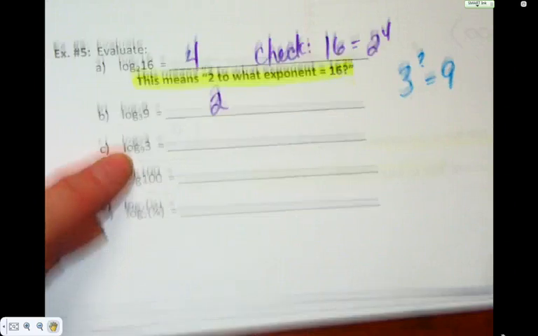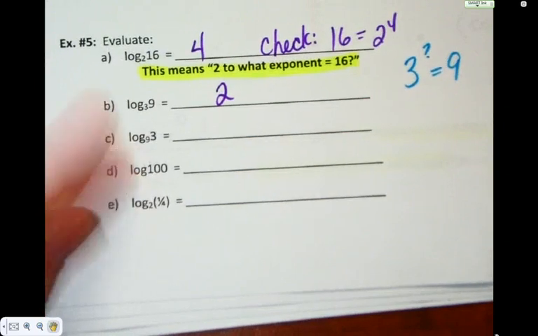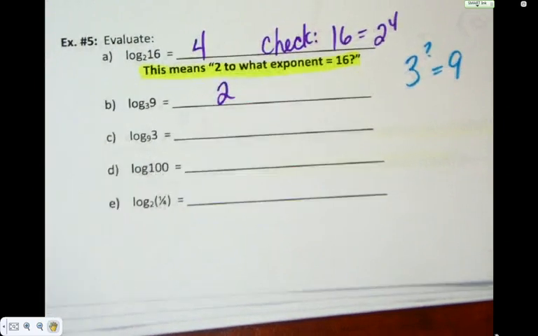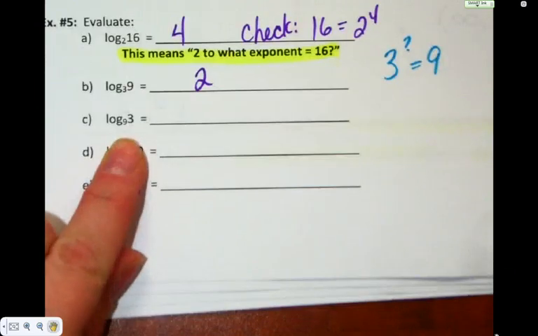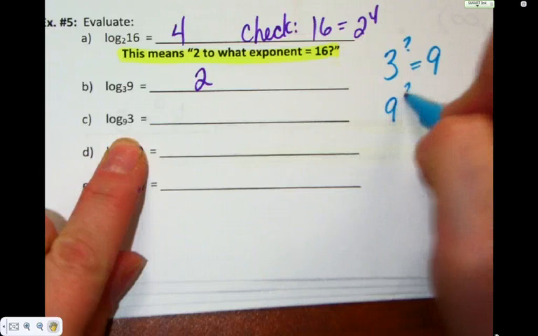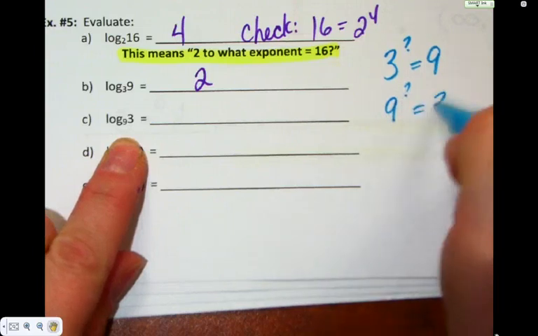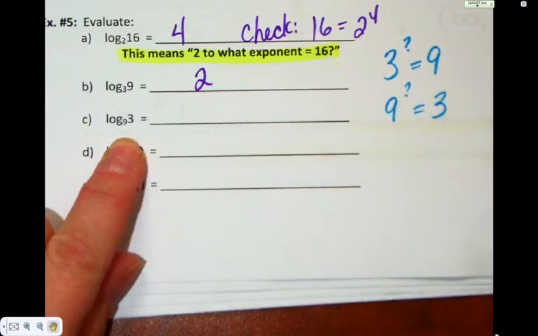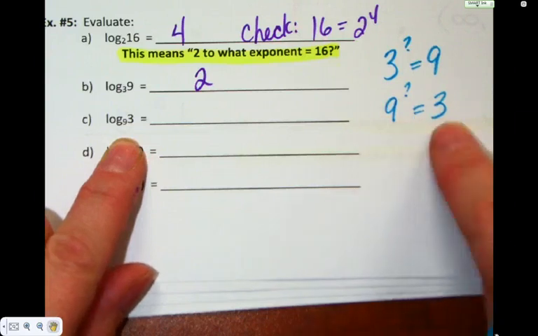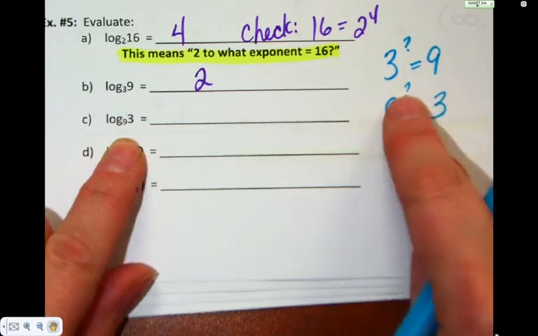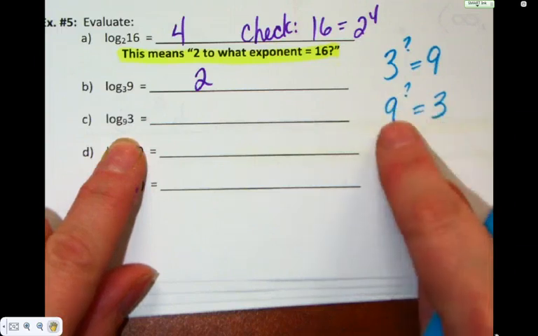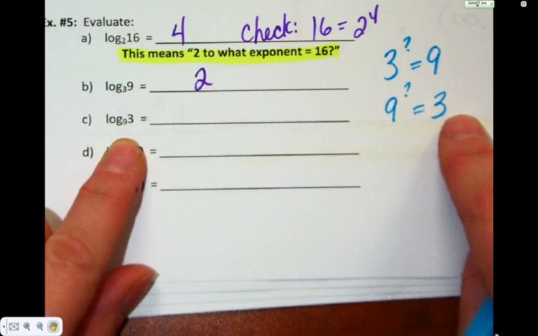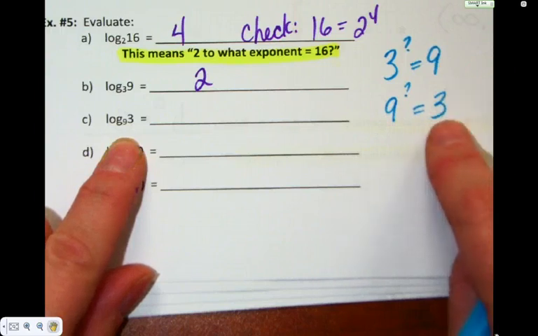Now take a look at the difference between B and C. What's the difference? We're flipping them. So we want to know, does that make a difference? So what is this asking you? 9 to the what equals 3. Well, the only way to take a base and reduce it, what does the exponent have to be? Has to be a fraction. So if the base is bigger than the answer, the exponent has to be a fraction.